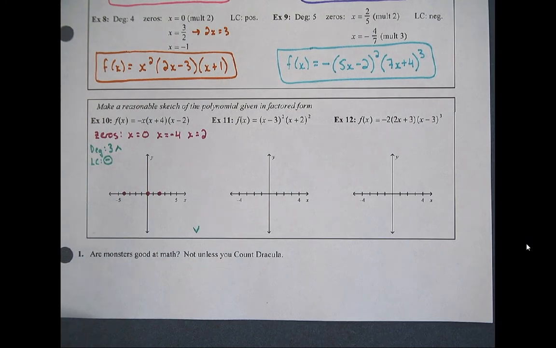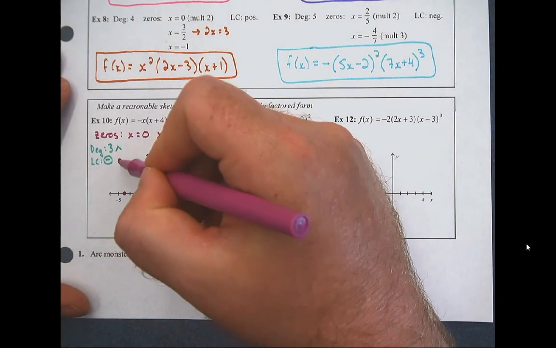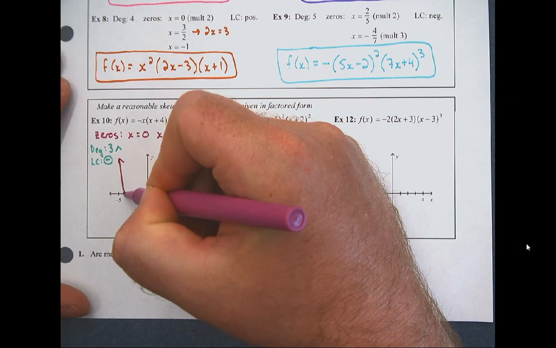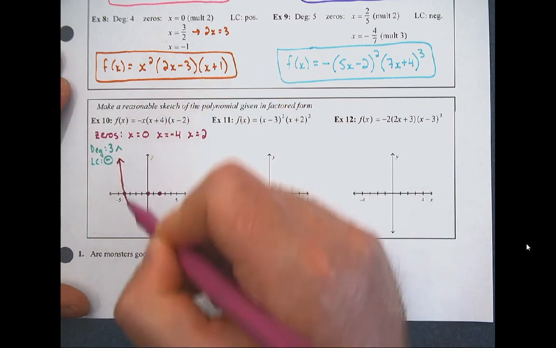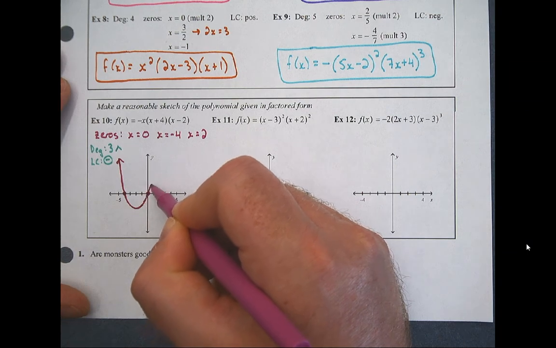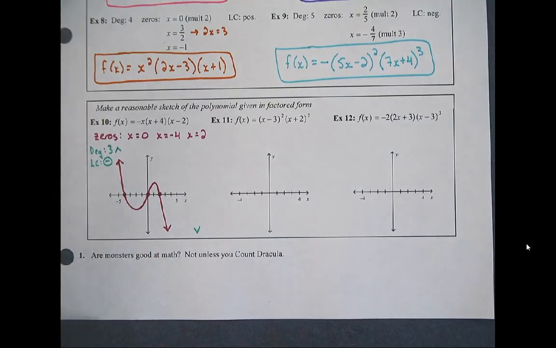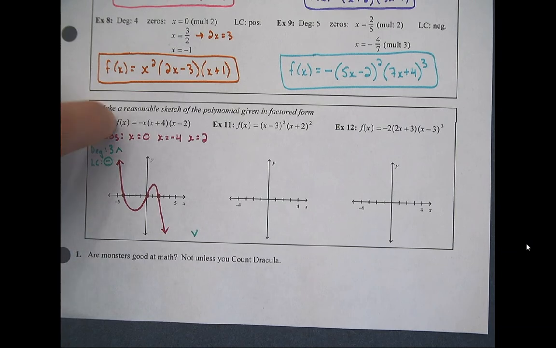Then I go back to my actual answer color, and now I'm going to draw. So this side's going to be up. We said this was a mult 1, so it's going to bust through. I need to curl and hit this next 0, and it's a mult 1. It's going to bust through. Curl and hit this last 0. It's a mult 1, and it's going to bust through. So there's my reasonable sketch of the polynomial f of x equals blah, blah, blah.